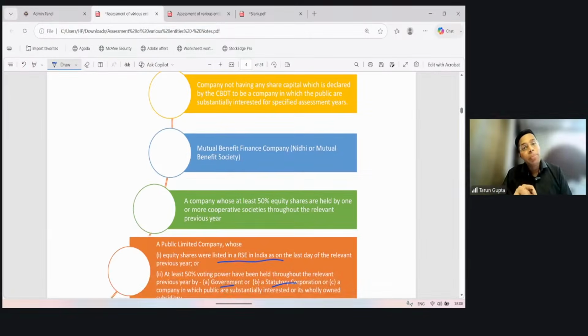Then mutual benefit finance companies are treated as widely held company. And lastly, if 50% or more of the equity shares of the company are held by one or more cooperative societies throughout the previous year, then such company is treated as a widely held company. Okay.